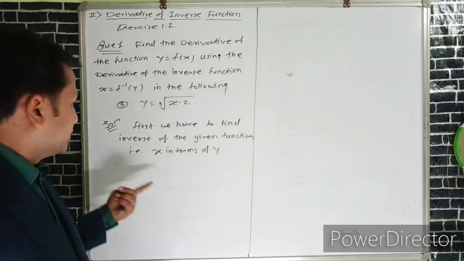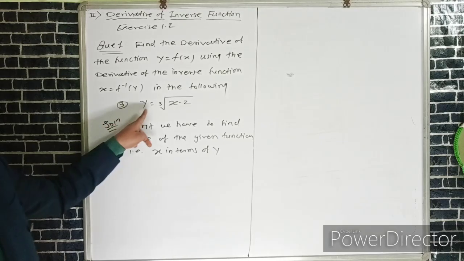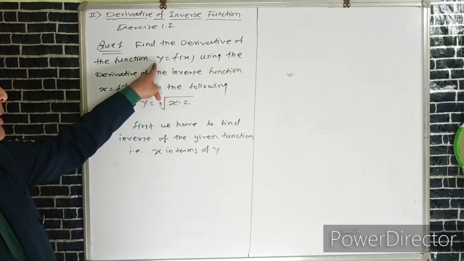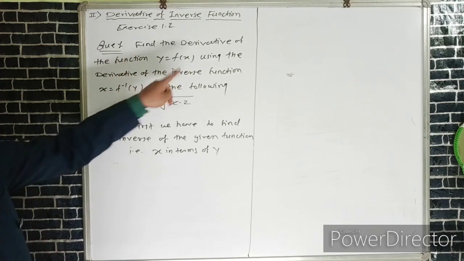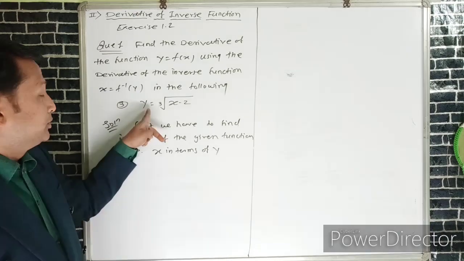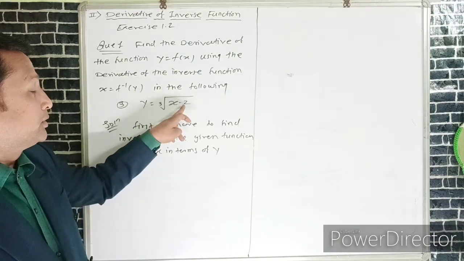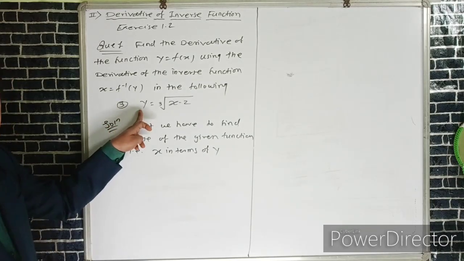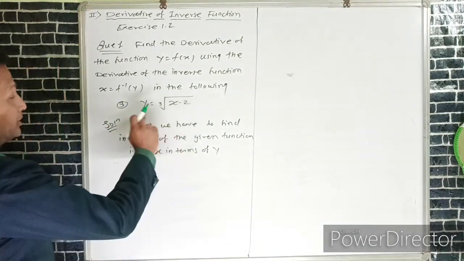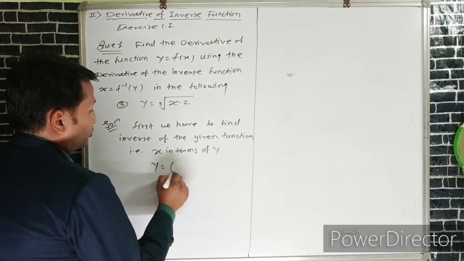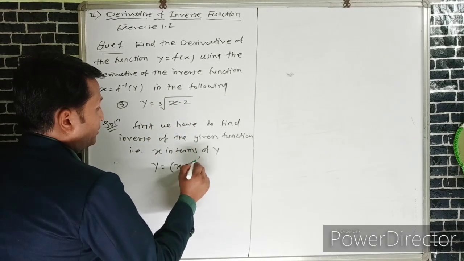Similarly, we can solve the next example, number 3: y is equal to cube root of x minus 2. It is clear that we have to find dy by dx, but by using the derivative of the inverse function of this function. If we have to find the inverse of this function, then we convert this term x in terms of y. If the given term is y equals cube root of x minus 2, we can write y is equal to x minus 2 whole raised to the power 1 by 3.